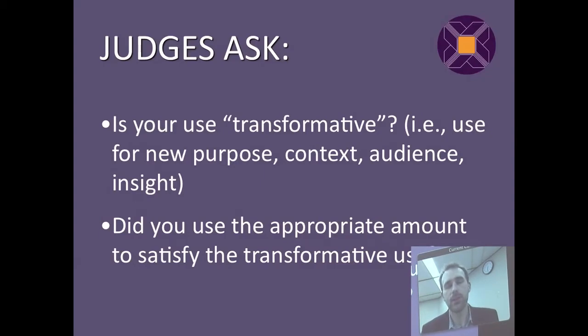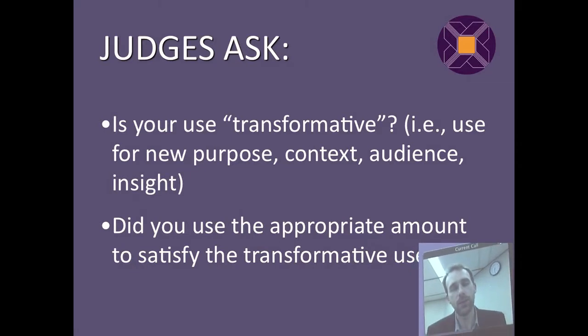The framework that Judge Leval created asks really two things. It takes those four factors and distills them into two key questions. The first question is: is your use, the thing you're doing with the copyrighted material, transformative? Transformative, and we'll talk about this a little more, doesn't mean you drew a mustache on the Mona Lisa. You don't have to literally transform the thing. You don't have to cut it up or remix it or mash it up. Many of the transformation cases that we have don't involve any changes at all to the material. The question is really, are you doing something new with it?